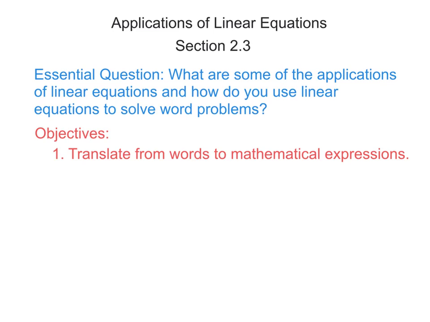Then for multiplication, we could have times, multiplied by, of, just the word twice, the product. These all would refer to multiplication. And finally, division. It's a smaller list, but we could use words like quotient, divided by, ratio. These would all refer to division. So one must be able to look at these various words and translate them to mathematical expressions.